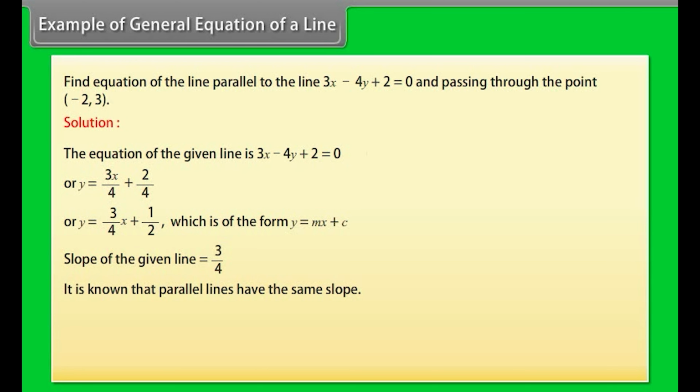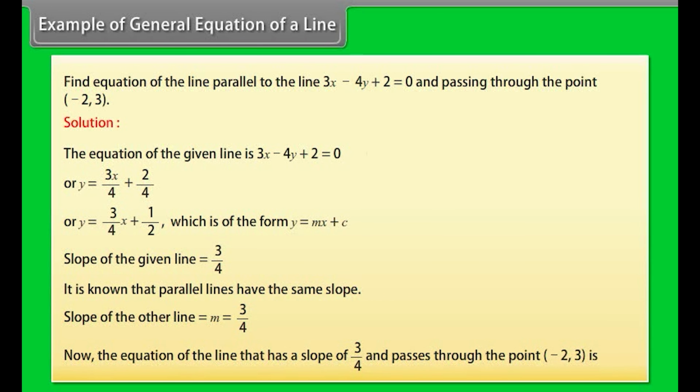It is known that parallel lines have the same slope. Slope of the other line, that is m, is equal to 3 by 4. Now the equation of the line that has a slope of 3 by 4 and passes through the point minus 2, 3 is 3x minus 4y plus 18 is equal to 0.